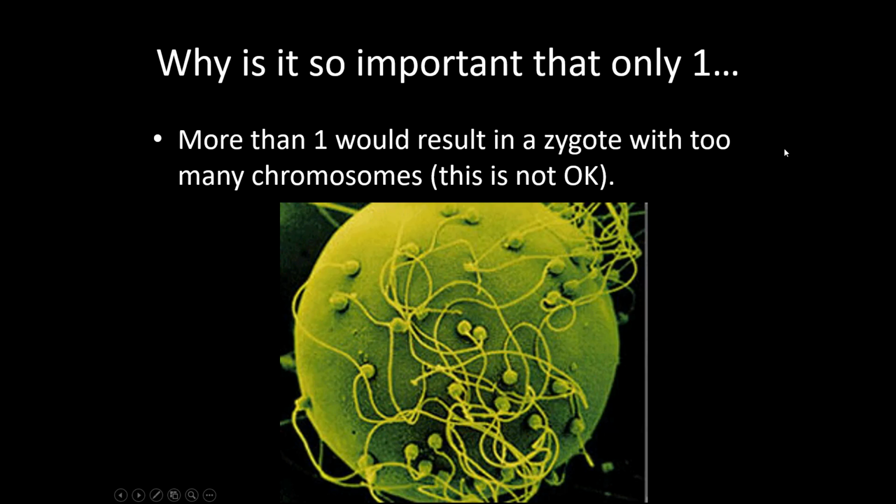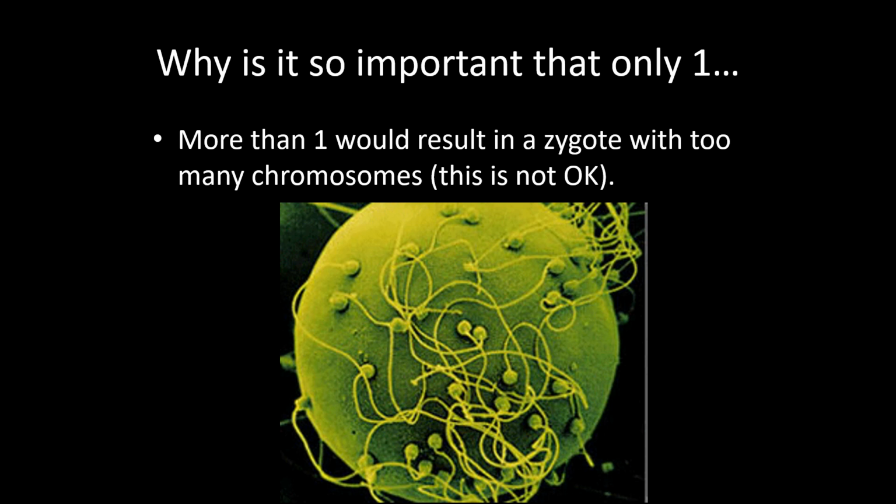So I kind of just described this stuff, but why is it so important that only one gets in? You can think of it as a simple math problem. Your cells are supposed to have 46 chromosomes. One egg has 23, one sperm has 23. Well, what would happen if two sperm got in? We have 60-something chromosomes inside of that cell, 69.